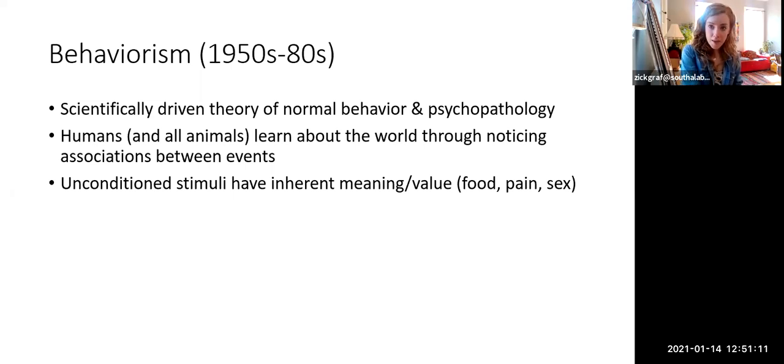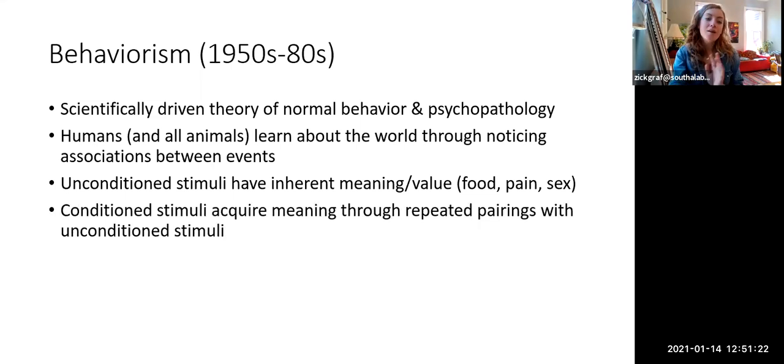So things like pain, food, sex, all of these things mean something to us. We don't have to learn that food is good, that pain is bad, or that sex is good. We're born intrinsically knowing that. By contrast, conditioned stimuli are things that acquire meaning through the environment, through context. So through repeated pairings with unconditioned stimuli. So little kids don't know that fire is dangerous, but they might learn it through repeated pairings with pain, where every time they touch something hot or every time they get too close to the fire, they feel pain.